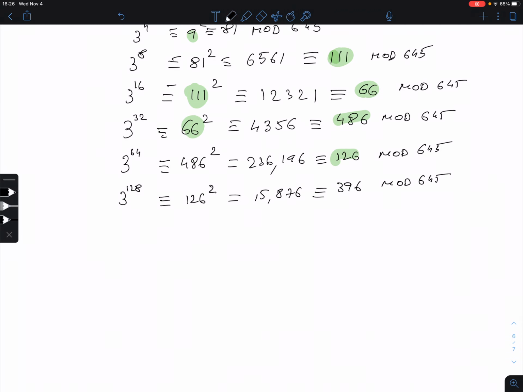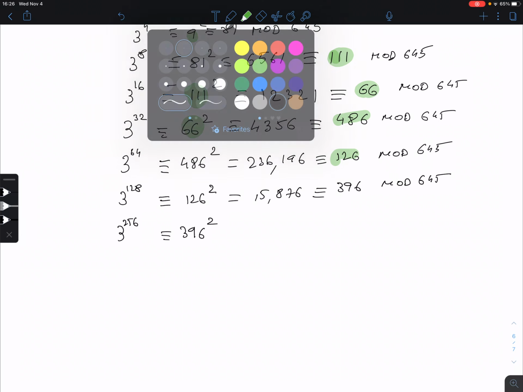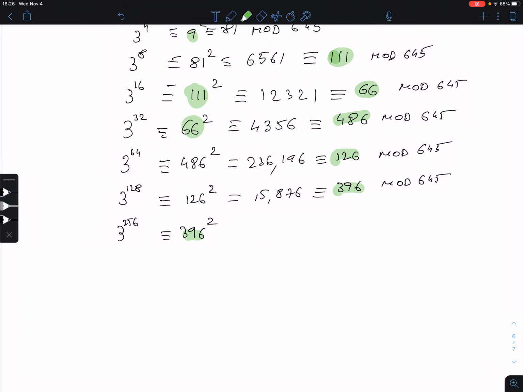Okay. So doubling, that becomes 256. That's equivalent to 396 squared. Again, where does this number come from? This is this number, right? You see, this is where these numbers come from. And 396 squared is 156,816, and that turns out to be 81 mod 645.